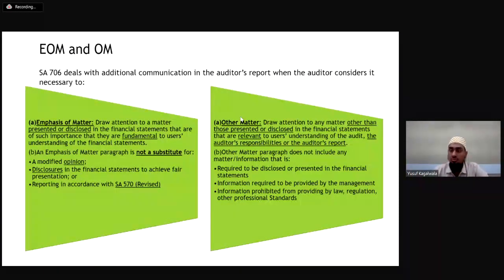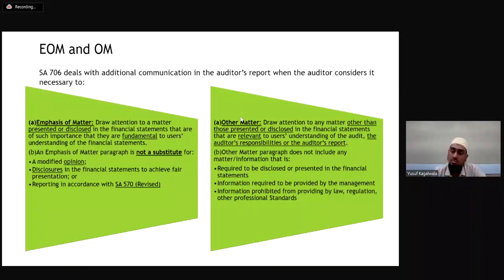An other matter paragraph does not include information which is required to be disclosed or presented in the financial statements. Like we said, anything which is disclosed or presented will not come in the other matter. Nor information which is required to be provided by the management. Now, there will be a scenario where the management is required to provide a disclosure, like the management responsibility. If a disclosure as per Schedule 3 is to be provided by the management, it is not my concern as an auditor to provide that disclosure in the other matter para.